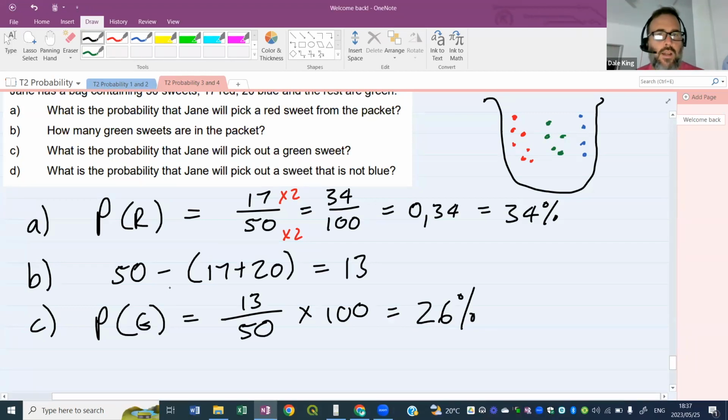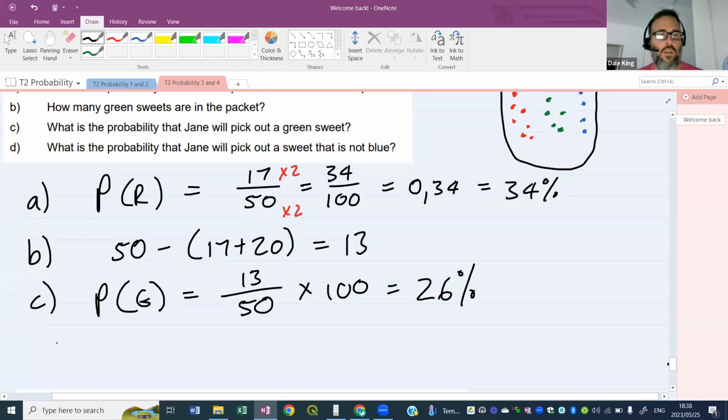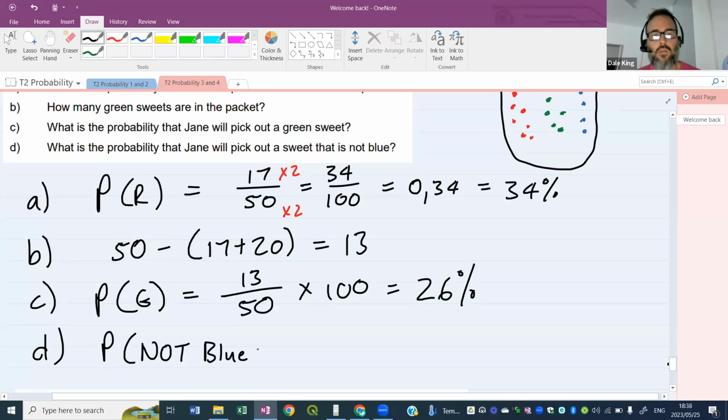What is the probability that Jane will pick out a sweet that is not blue? Oh, a brave soul to help me with this one. The probability of not blue. Who would like to try? I'm not going to call out anyone. You must raise your hand, be brave, and tell me if you want to try this out. What's the probability of not getting a blue? So Jane does not like blue. Doesn't want the blue sweets. They taste horrible. So she's thinking, what are my chances of getting anything else but the blue one? I don't want a blue. I want anything but blue. What is that probability? Who would like to try this one out?